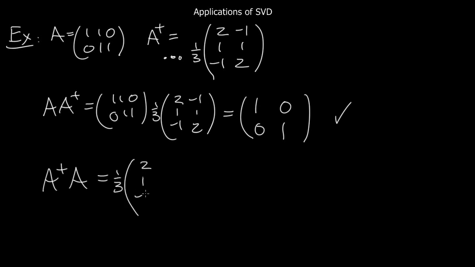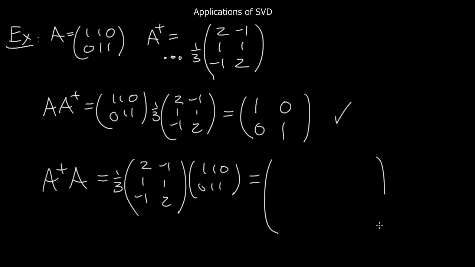On the other hand, if you multiply them in the opposite order, where you do the A plus first and then the A, well, let's see, this is going to be a 3 by 3 matrix. And what's it going to be? Well, the first entry is going to be 2/3. And if you fill it out, it turns out that you get this matrix. So it's not the identity in the other order, and that's typical. That's a fairly general behavior of the pseudo-inverse.